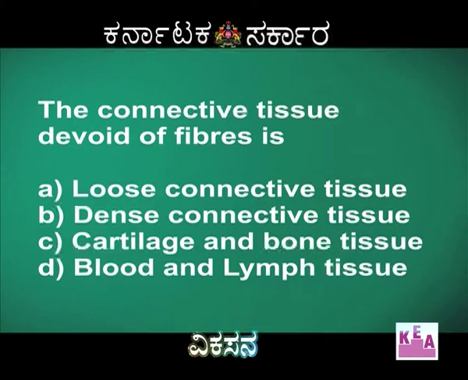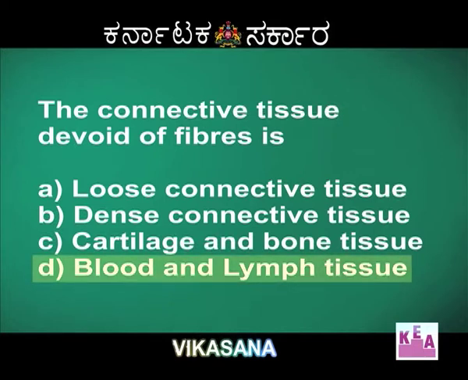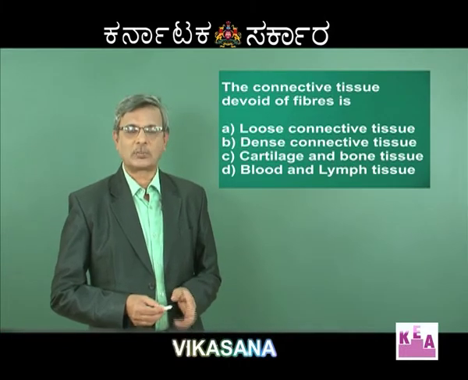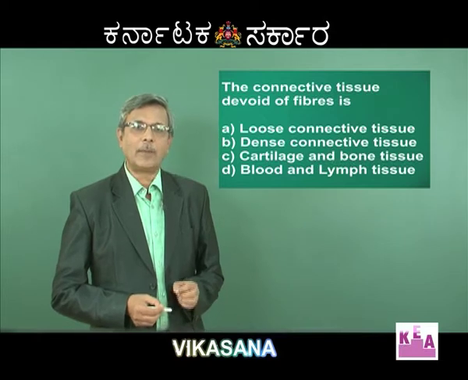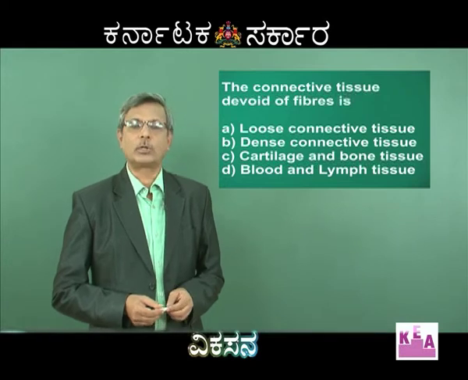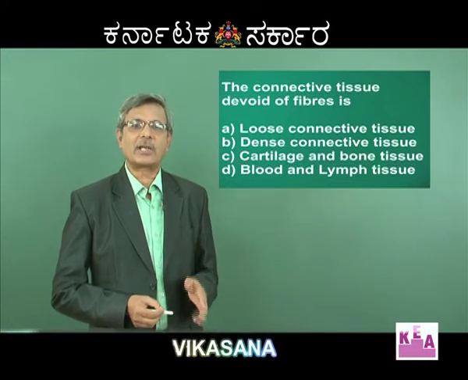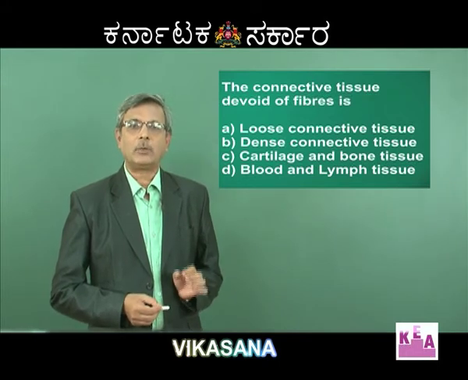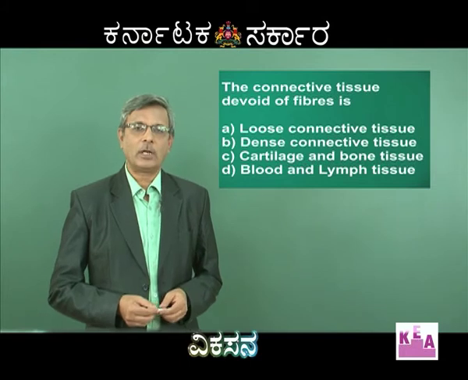Here the question is, which connective tissue is devoid of fibers? The answer is blood and lymph. Blood and lymph is a specialized connective tissue, also called vascular tissue. Here the fluid component is the matrix called plasma. Also remember, the matrix of loose connective tissue, dense connective tissue, cartilage and bone tissue are secretions of the cell itself, whereas the blood and lymph tissue have plasma, which is not actually matrix.